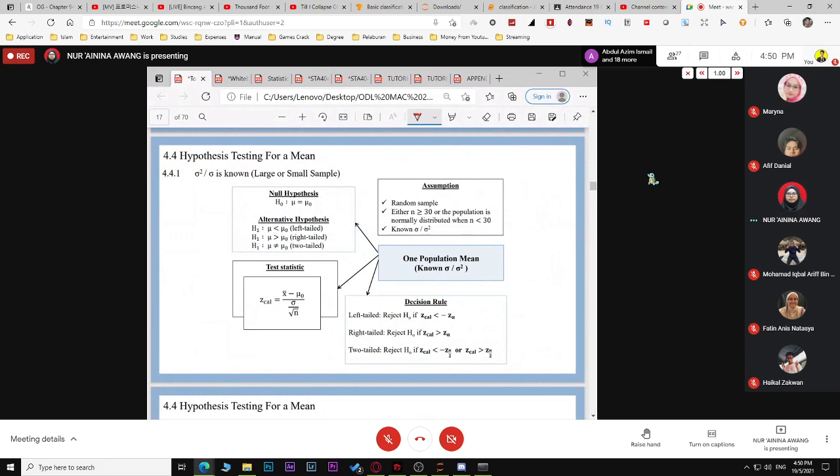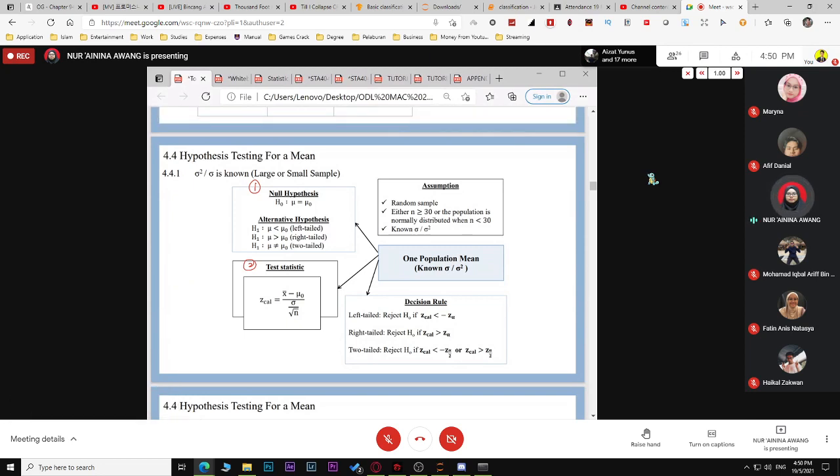So there is the assumption: random sample, either n is more than or equal to 30, or the population is normally distributed when n is less than 30, and known variance or standard deviation for the population. So this is our first step. Okay, we write our null and alternative hypothesis. So for H1, refer to the questions. Okay, tanya yang mana.